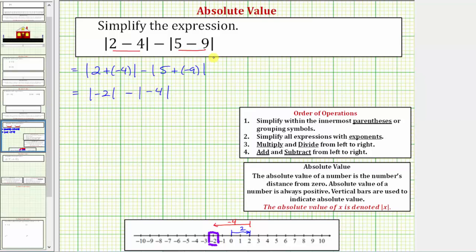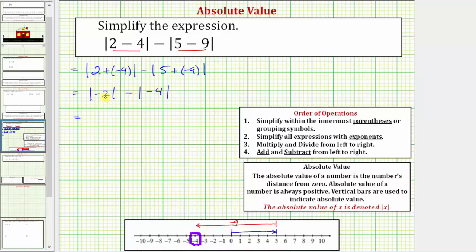And now let's go ahead and show 5 plus negative 9. So starting at 0, we go right 5 units to positive 5. And then because we're adding negative 9 or subtracting 9, from here we would go left 9 units. So there's 5 units back to 0, and then 4 units more to the left, giving us negative 4.